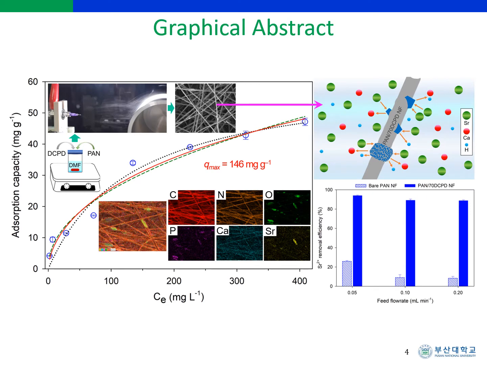This graphical abstract highlights the following. A polyacrylonitrile dicalcium phosphate dihydrate nanofiber was first fabricated. The nanofiber composite adsorbent exhibited good strontium uptake in water with a maximum adsorption capacity of 146 mg per gram. The composite nanofiber adsorbent removed at least 80% of strontium ions in water, and this composite nanofiber can be used as a microfilter for the adsorptive filtration of radiostrontium.